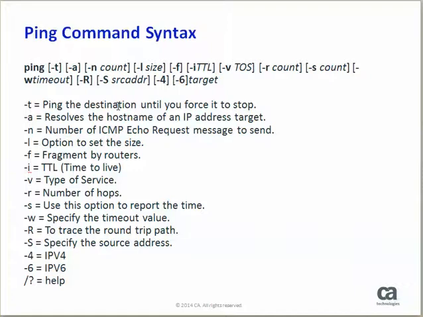-r: this option tells the ping command to trace the round trip path. -S: use this option to specify the source address.